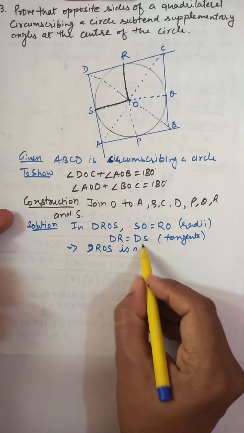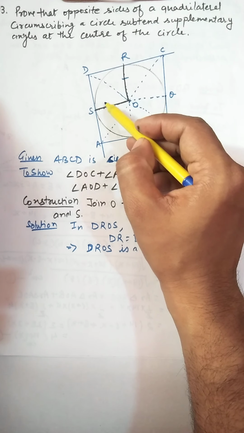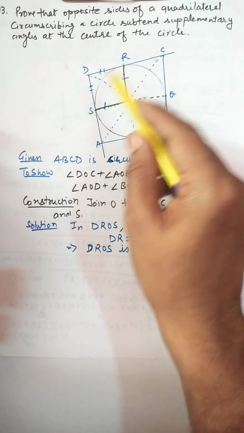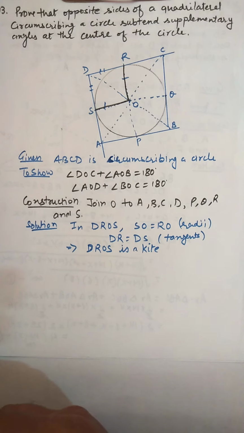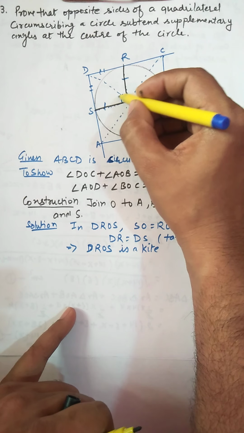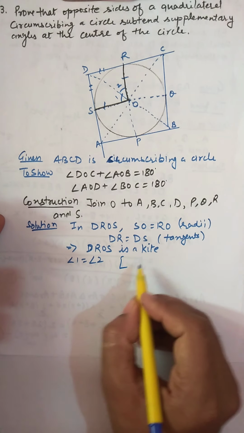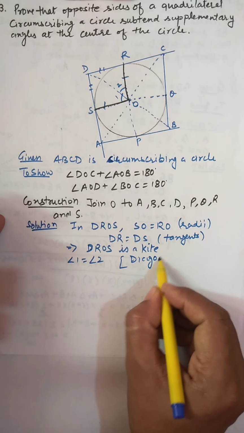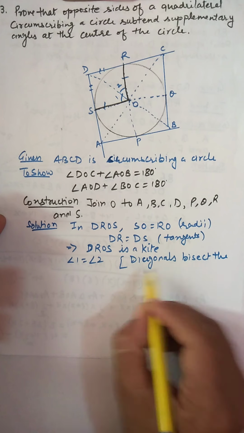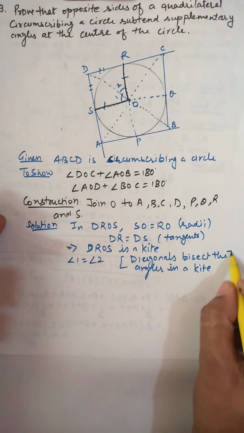DROS is a kite, because in a kite adjacent sides are equal, this equal to this and this equal to this. So this quadrilateral DROS will become a kite, and you must know that in a kite the diagonals bisect the angles. So if I mark this as angle 1 and this as 2, we can write this angle 1 equal to angle 2, and we can write the reason: diagonals bisect the angles in a kite. So this is the reason that you have to mention.